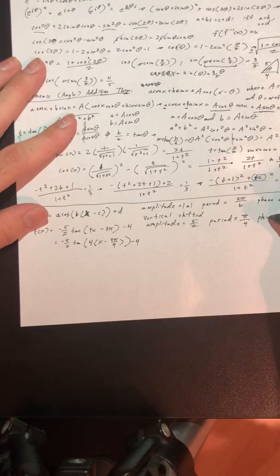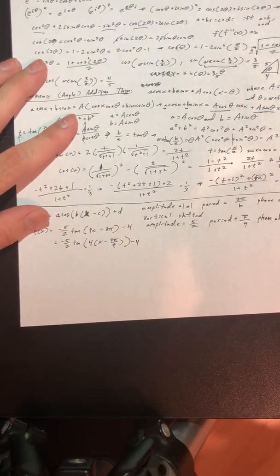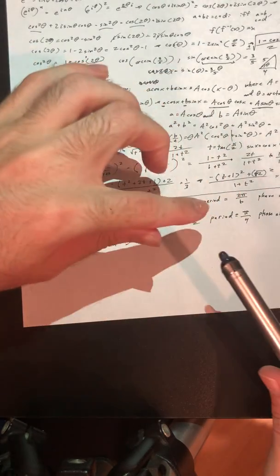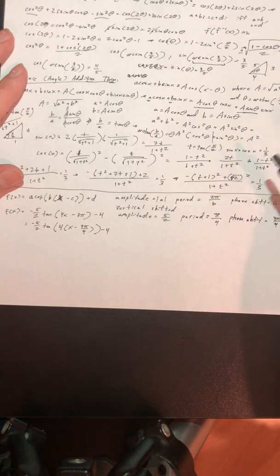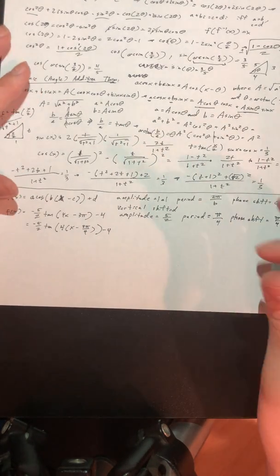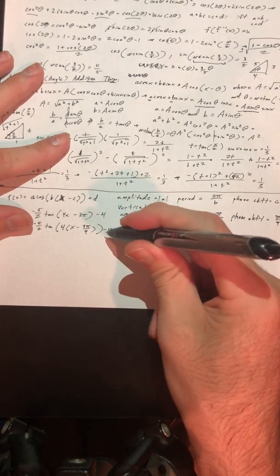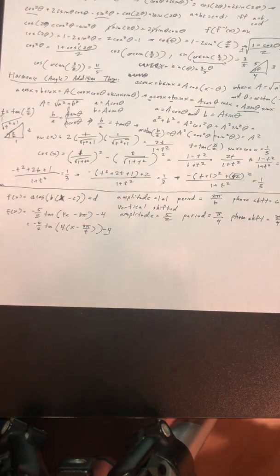Your phase shift is 3 pi over 4. You have to go over 3 pi over 4 to get to 0, and then another 3 pi over 4 to actually continue on with the graph, so to say. And then it's shifted 4 down because of that negative 4 there. You can graph that if you want. I'm not graphing that.